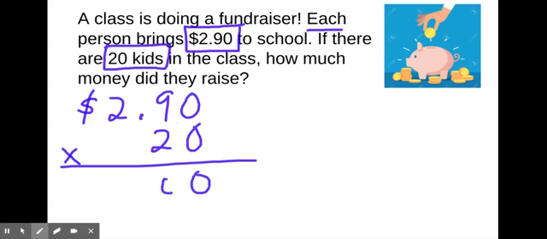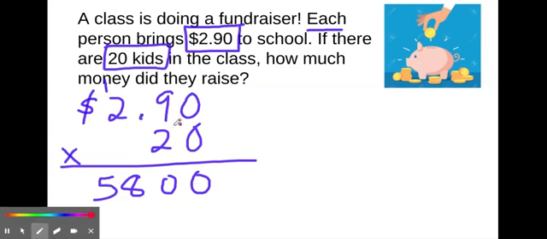2 times 0 is 0. 2 times 9 is 18. 2 times 2 is 4, plus 1 is 5. I end up with 5,800. That would be a lot of money for 20 kids to raise. So let's use estimates to place our decimal and see where this decimal point is going to go down below. So let's grab another color here.